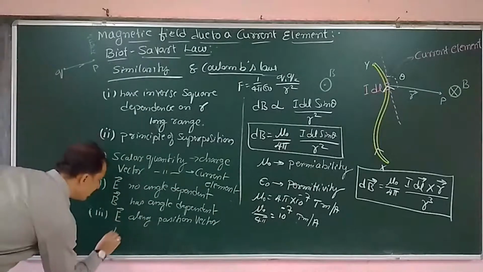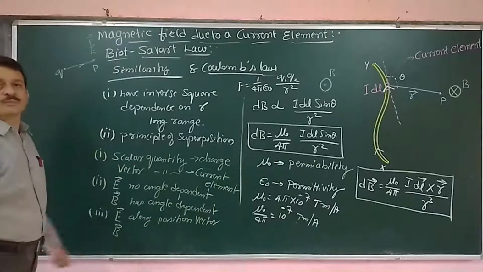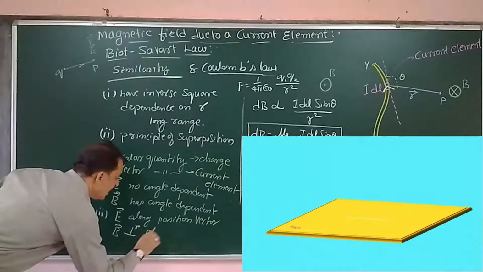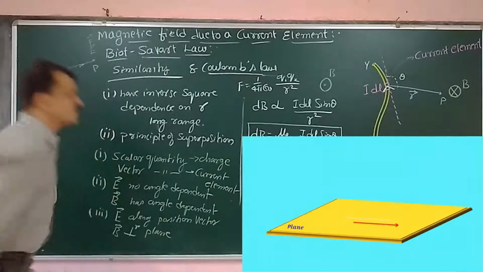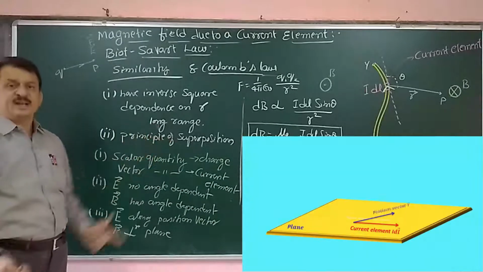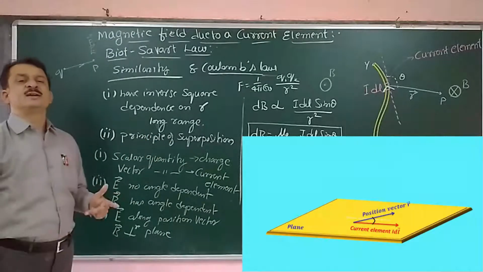But what about the magnetic field? It is perpendicular to the plane. The direction of the magnetic field is perpendicular to the plane containing the current element and the position vector.